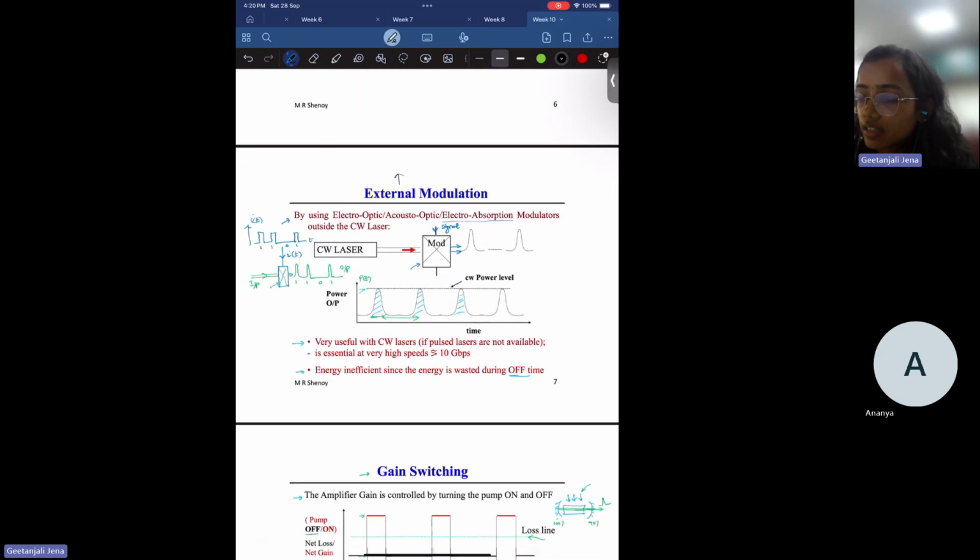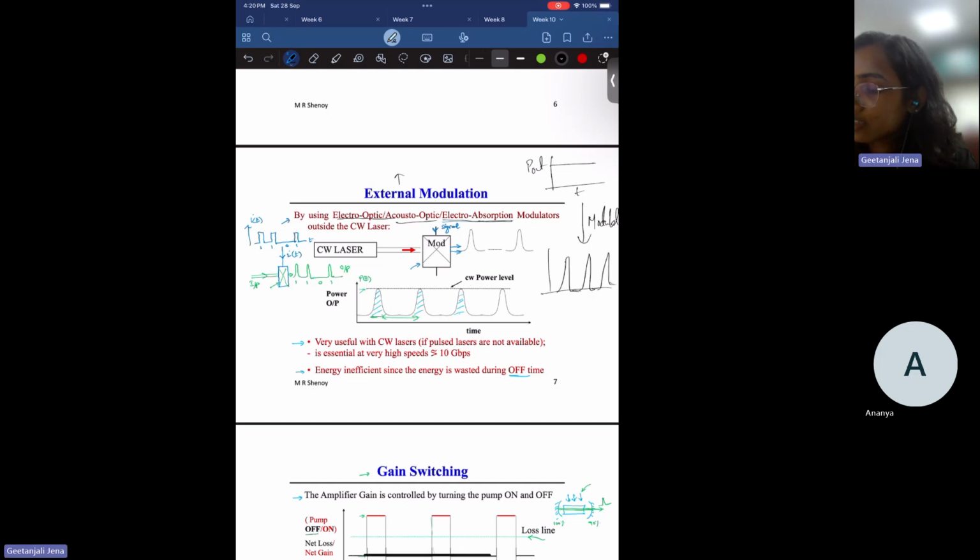We use external modulation when, let's say, you have a continuous wave laser and we don't have a pulse laser in the laboratory. In that case, you can use an external modulator such as an electro-optic modulator, acousto-optic modulator, or electro-absorption modulator to convert the continuous wave laser to a pulse laser. So you have this continuous wave laser where P out is uniform over time. Then using an external modulator, you can achieve a pulsed output.